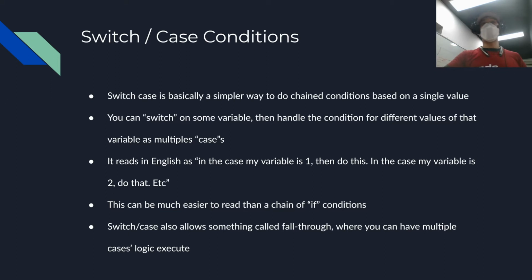The main difference between the two is that there's the concept of fall through, where if you have one case as true, okay, you can have it run the code for that case, but then you can also have it run code for the next case as well if you want it to, okay? It'll fall through into the next case. Okay, that doesn't make a whole lot of sense now, but we'll get to it in a second, okay? But in this way, you can have multiple cases execute their logic if one of them is true. Okay?